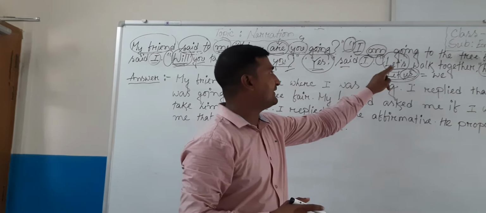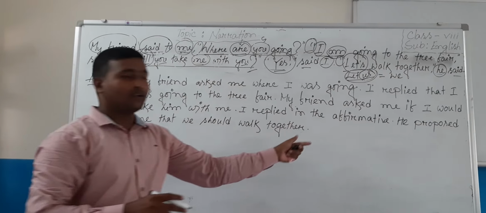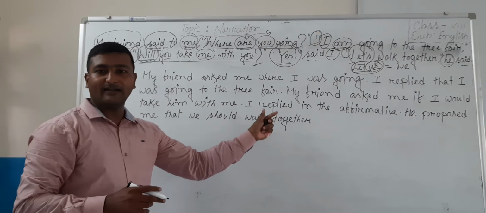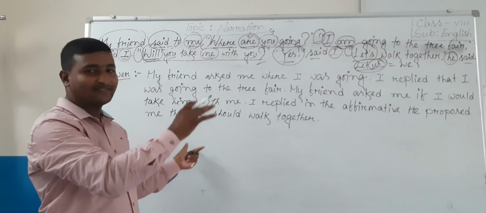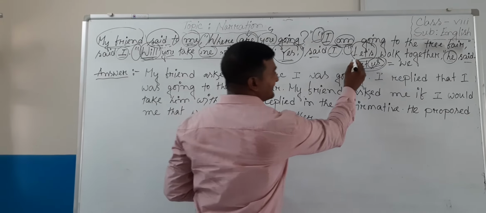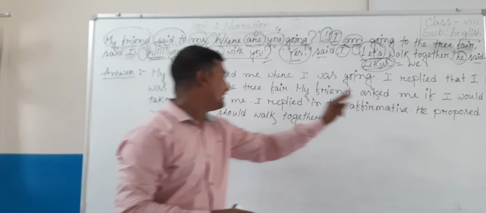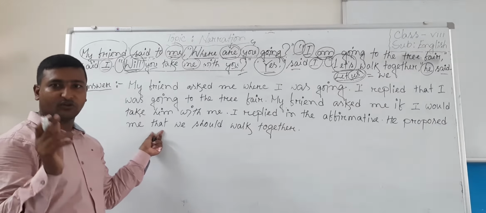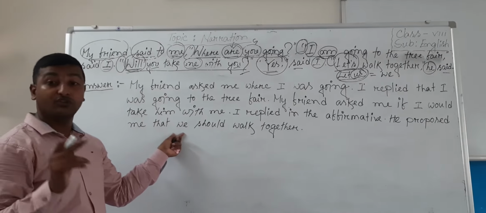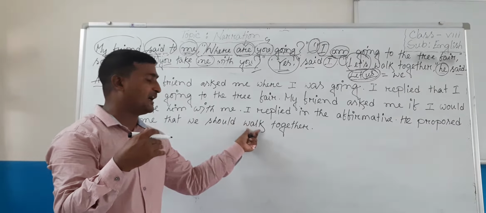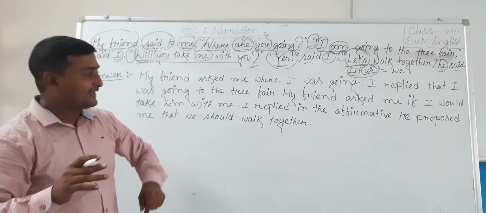The sentence was let's work together. Now I have written down: he proposed me that we should work together. I am repeating this sentence. If you get let's or let us in the sentence, you have to use the verb proposed, then the conjunction that, then the subject we or they, then should plus verb plus the rest of the sentence.